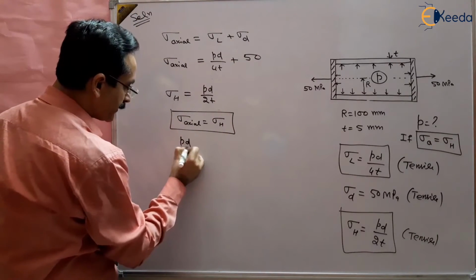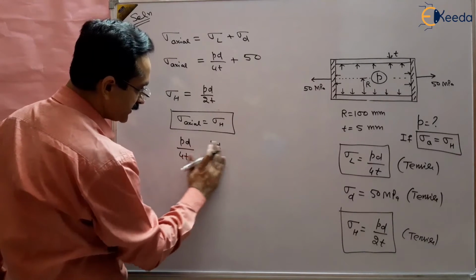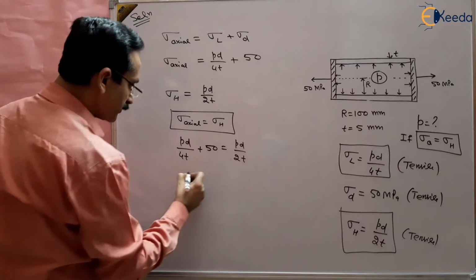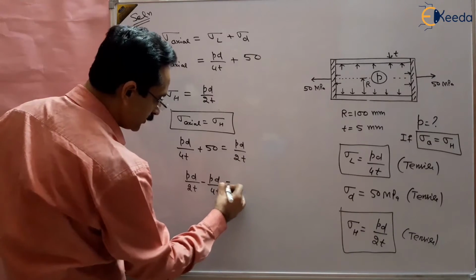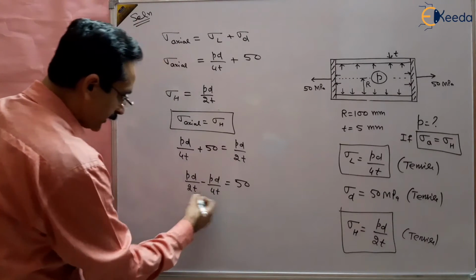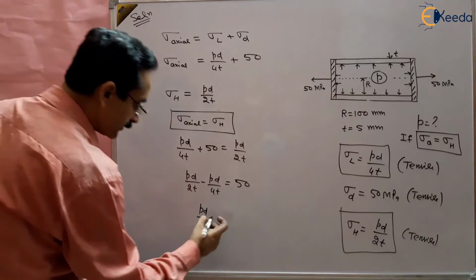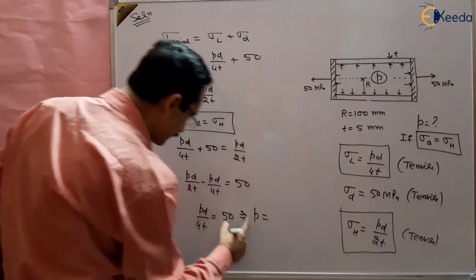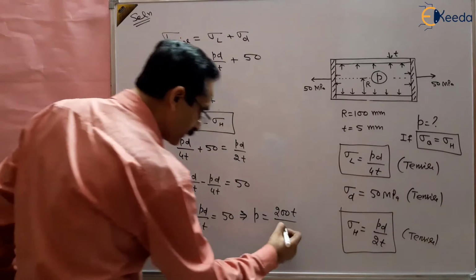So it means PD by 4t plus 50 should be equal to PD by 2t. So we can write PD by 2t minus PD by 4t should be equal to 50. Solving it, half minus one-fourth will be one-fourth, so PD by 4t equals 50 megapascal. From here we can find out P as 200 t upon diameter D.